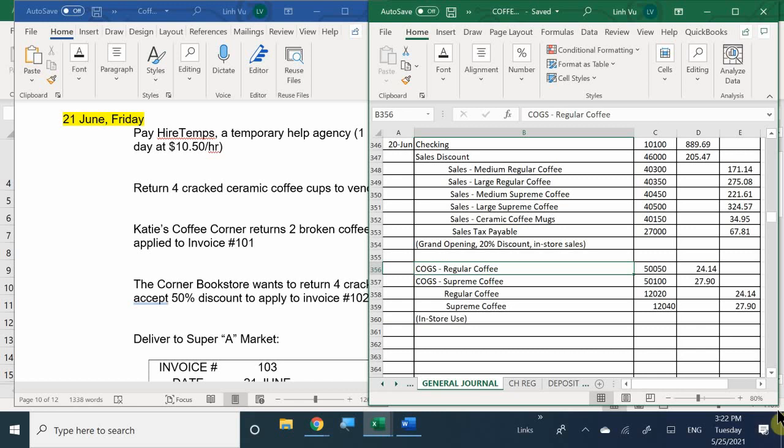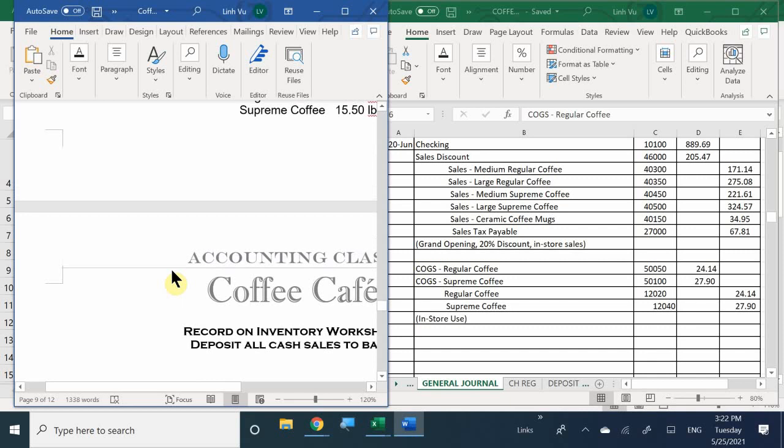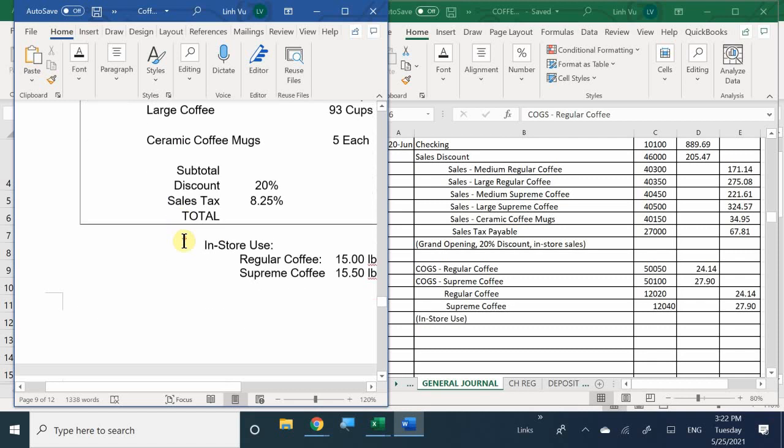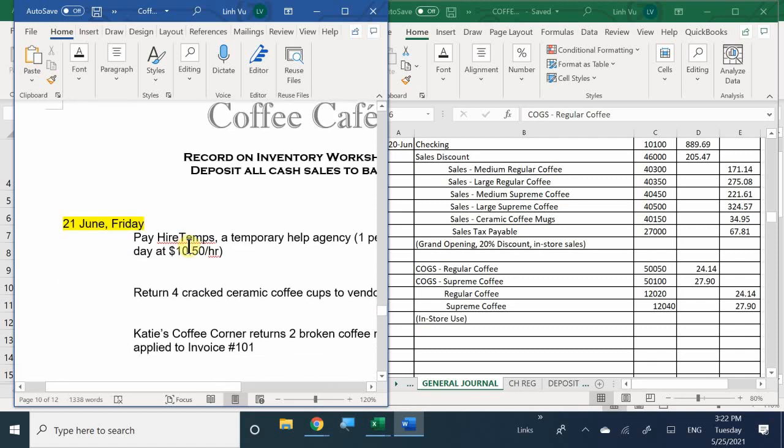All right. So we just finished off all of our transactions for the 20th of June, right? We already made a deposit. Everything's good to go. So let's go ahead and take a look at what happened the very next day.